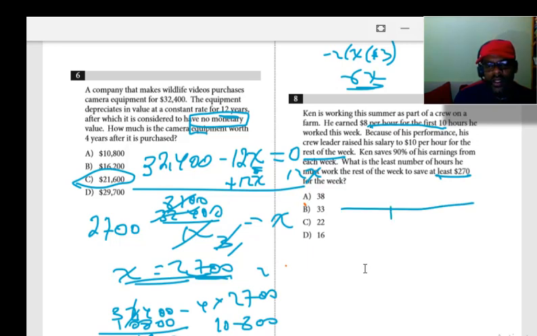Okay, for the first week he earns, we don't know the number of course. Okay, 8 for the first 10 hours, 8 per hour. So $8 per hour for 10 hours. Okay, so he earns a total of $18.